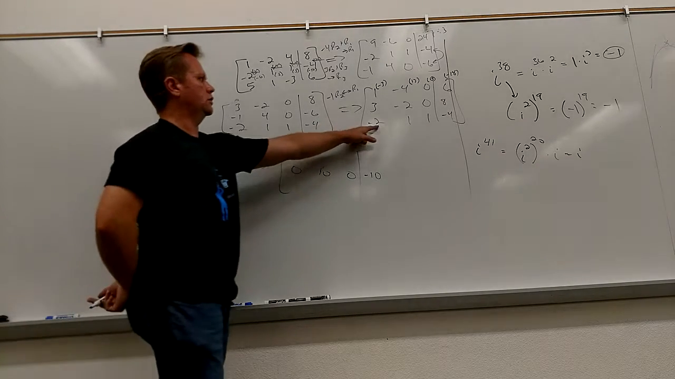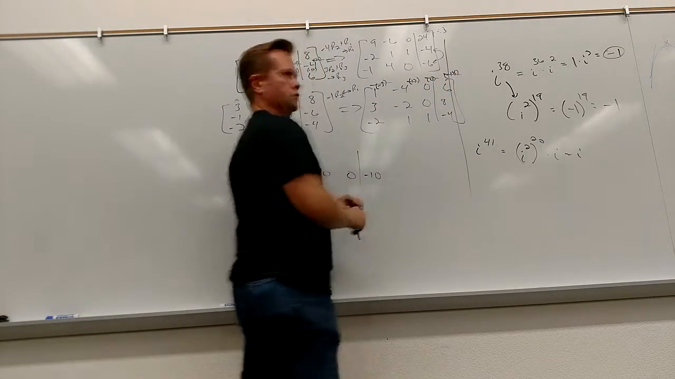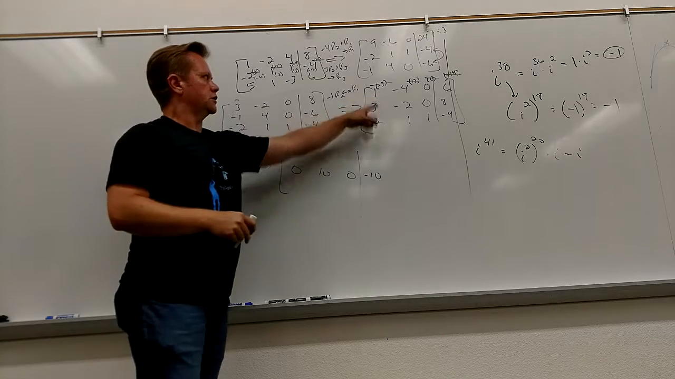Now how do I kill the negative 2? I'm done with these. Let me just cross those out. Done with those. How do I use this to kill this?